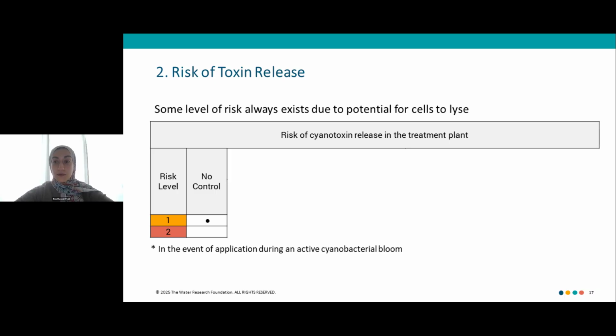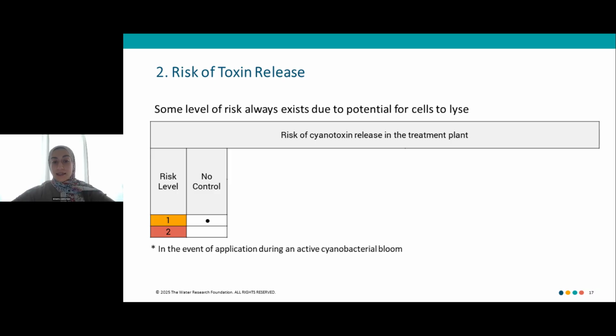So the reason why we had risk level 1 as our initial risk is mainly because we cannot have a zero risk level. We cannot eliminate the risk completely, mainly because even if you are not applying any control method, you are still at risk of releasing toxins due to environmental stressors at the source water. So even if you're not interfering with the bloom, environmental factors can still lead to lysis of cells and release of toxins into the source water. So you can never eliminate 100% of that risk.